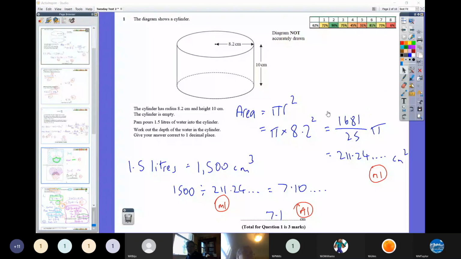Oh dear, I think I've just accidentally unshared my screen. Maybe not. Yeah, I think you're still there.